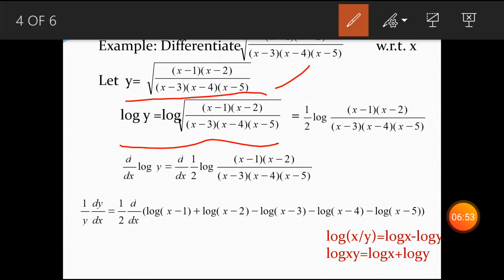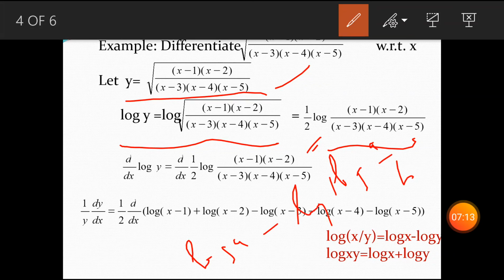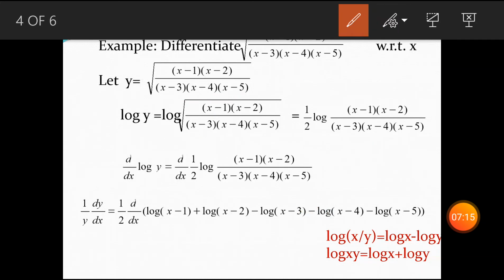So what we are going to do, first of all, take the log on both sides. Then obviously this is power half, so half you can take in front by using the log rule. Now you know very well that log a by b is nothing but log a minus log b. This you have already studied, and I think I discussed it with you also. Now, differentiating with respect to x, this becomes d over dx of log y, and d over dx of this whole expression.